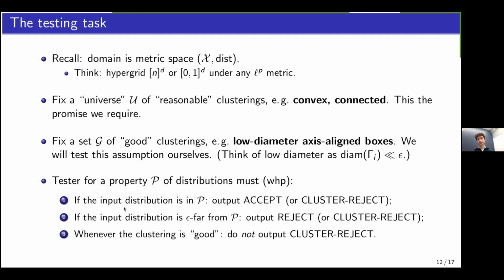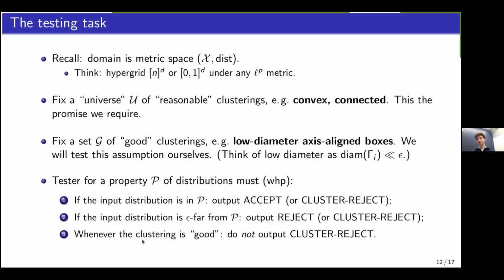First of all, if the input distribution is in fact in the property P, then it has to, with high probability, either accept or cluster reject. And I'll tell you more about that in a second. On the other hand, if the input distribution is epsilon far from the property P, then it has to either reject or again cluster reject.